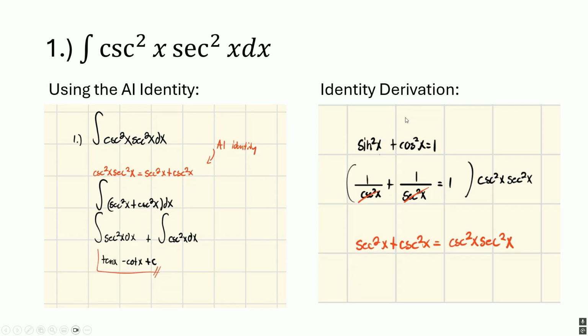So, ito yung identity derivation. Kinuha siya sa Pythagorean identity na sin squared x plus cosine squared x equals 1. Binaliktad ko muna yung sin squared x at yung cosine squared x, yielding 1 over cosecant squared x plus 1 over secant squared x. Tapos, tsaka ko sila minultiply sa common denominator, resulting to this AI identity.